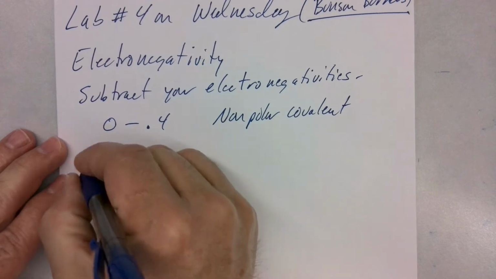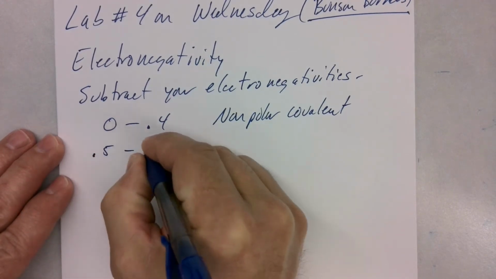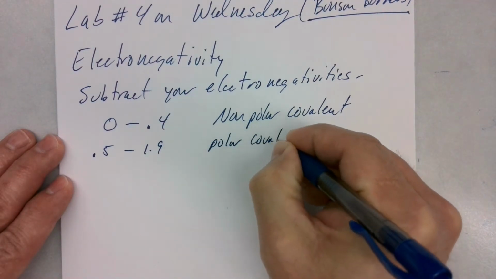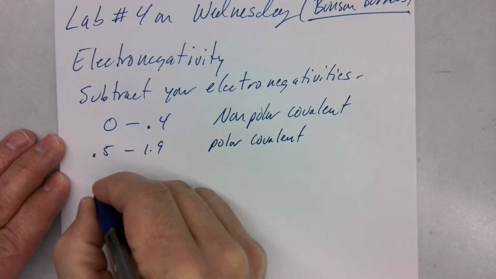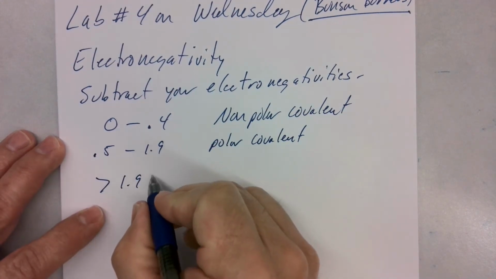And if they are from 0.5 to 1.9, they are polar covalent. And then if they are greater than 1.9, which really means I've got to be what here?